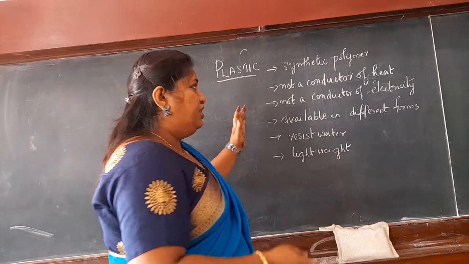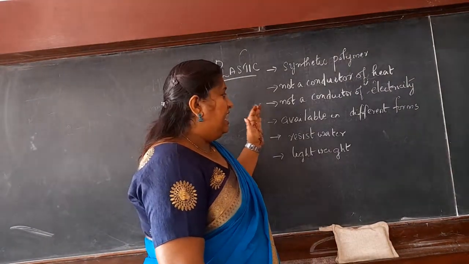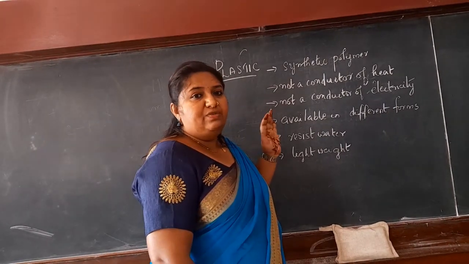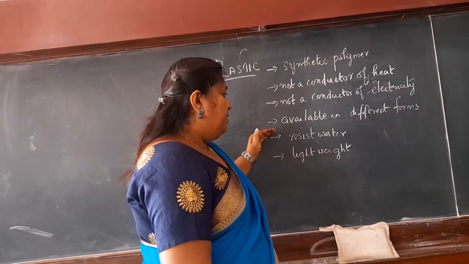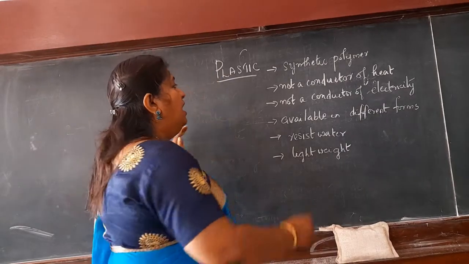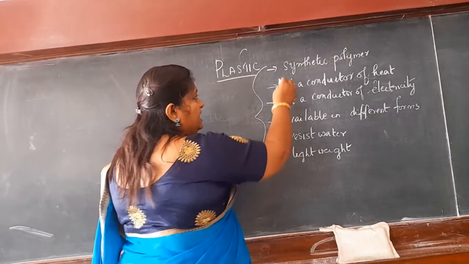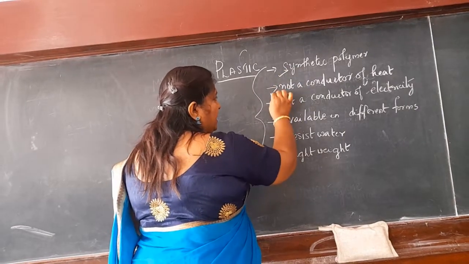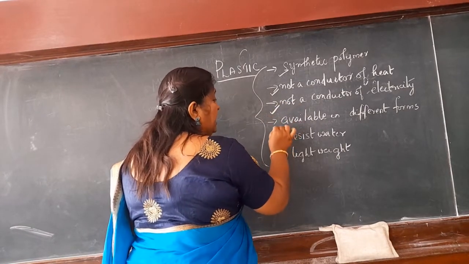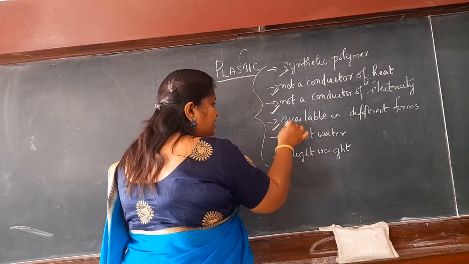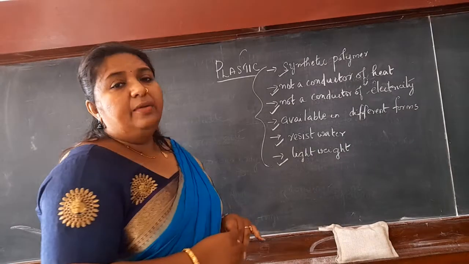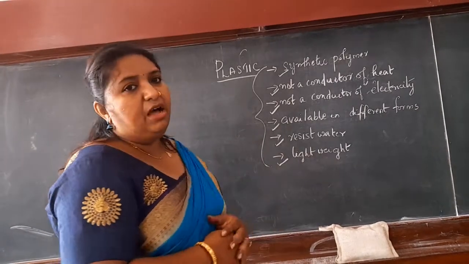Plastic is not a conductor of heat or electricity. It is available in different forms. If you go to a shop, you can find many things made of plastic. It resists water, does not react with water, and is lightweight. So these are the different properties of plastics. It is a synthetic polymer, doesn't react with heat, doesn't conduct electricity, is available in different forms and colors, resists water, and is lightweight. So these are the different characteristics of plastics.